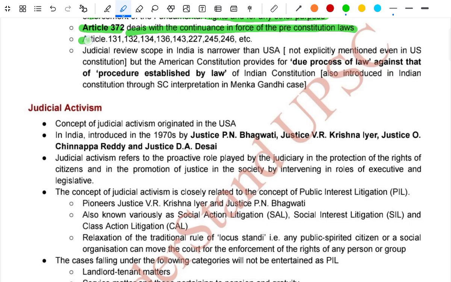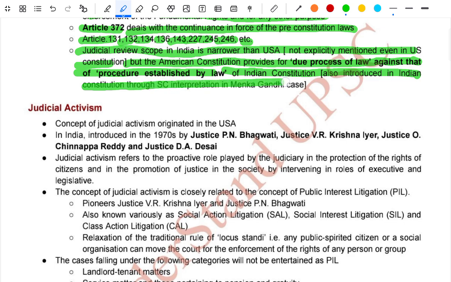Articles 131, 132, 134, 136, 143, 227, 245, 246, etc. The scope of judicial review in India is wider than in the USA, where it is not explicitly mentioned even in the Constitution. The American Constitution provides for due process of law, as against the procedure established by law in the Indian Constitution. Due process was also introduced in India through the Supreme Court's interpretation in the Maneka Gandhi case.